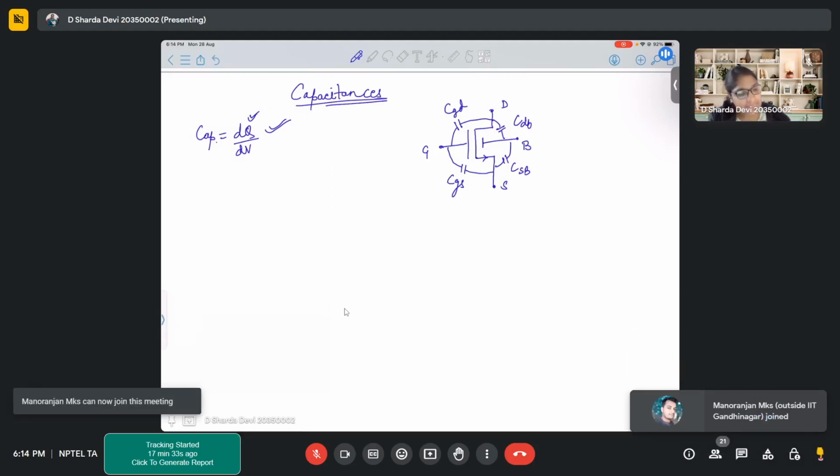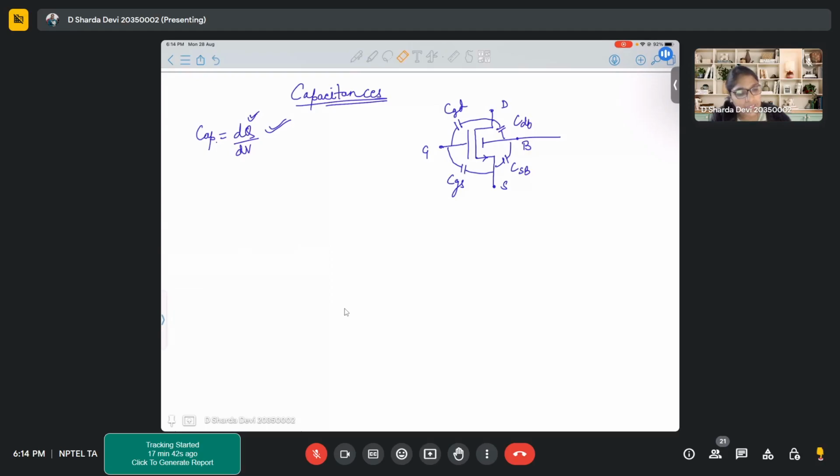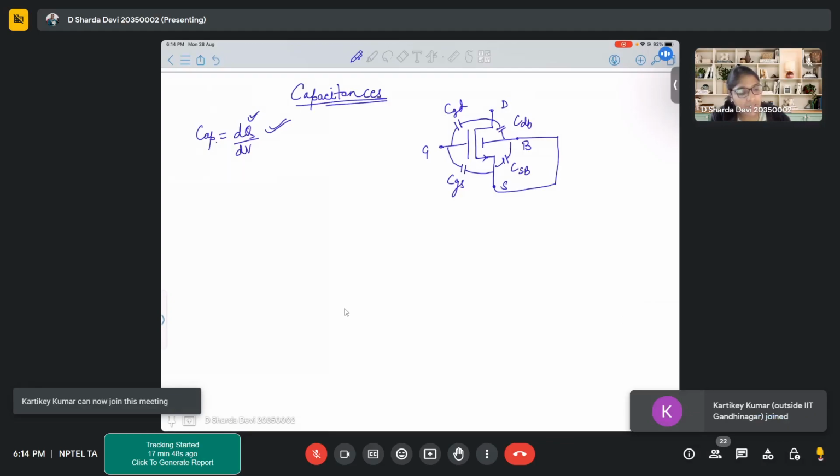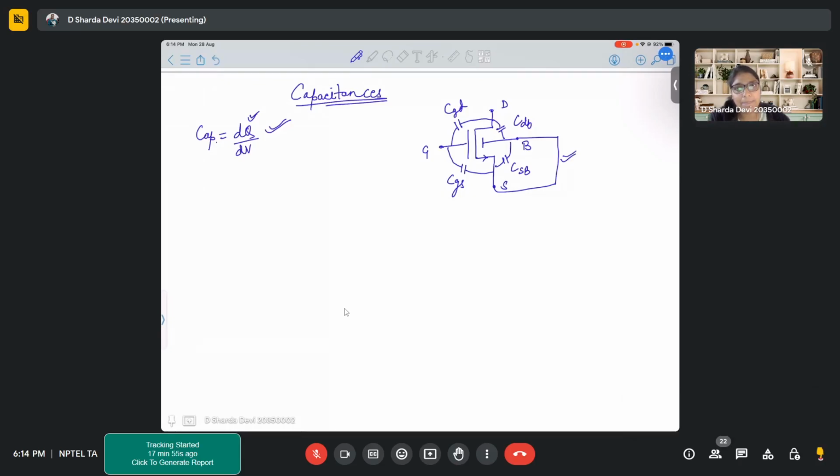Now, in most cases when we ideally solve the circuits, what do we consider? That our body is shorted to the source terminal, right? So if your body is shorted to the source terminal, will that introduce any capacitance into your system? No, right? Because first of all, there is no dV. dV equals zero. There is no voltage change. The moment there is no voltage change, there won't be any charge change. So capacitance will definitely be zero.